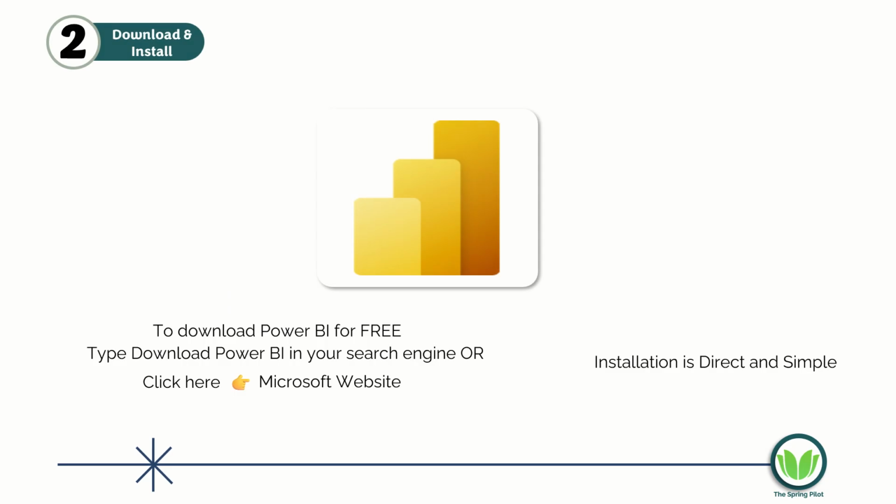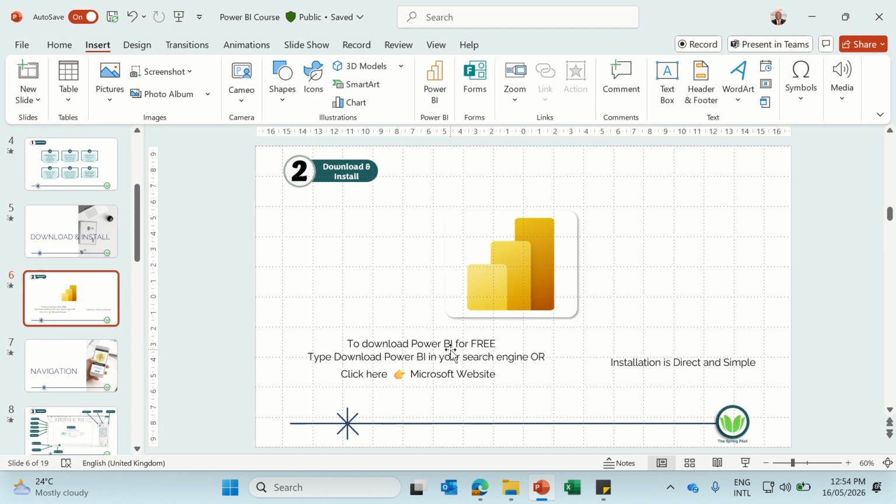As I've said, this is a very, very beginner friendly course. Firstly, downloading Power BI is free. You can just go to your search engine and type "download Power BI," or you click here. I'm going to be releasing this particular slide, maybe in PowerPoint, so that if you just click here, it takes you directly to where you can download Power BI. And I'm also going to show us the installation is simple and direct. So let us jump into my browser so that we see this in practical terms.